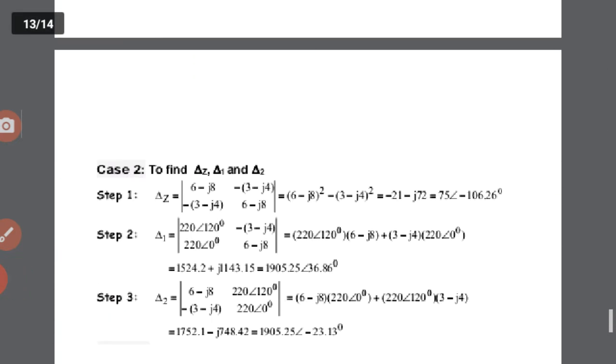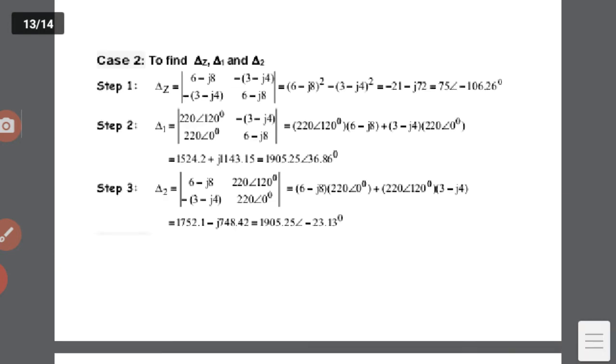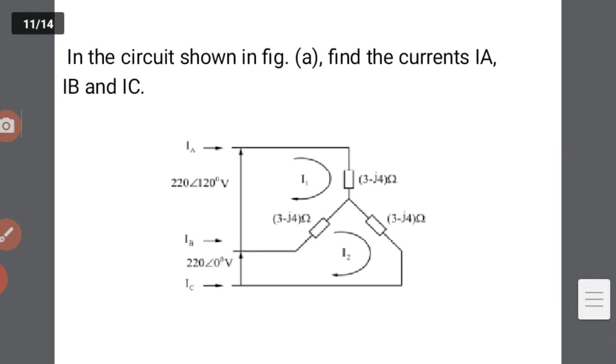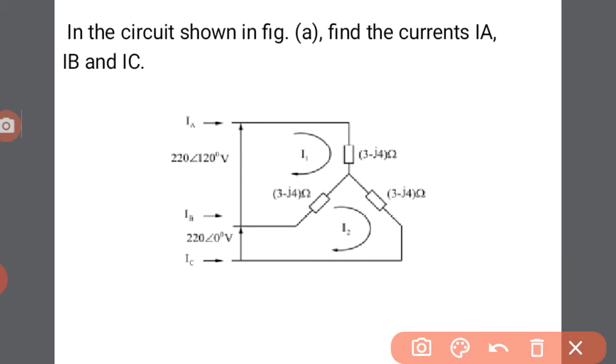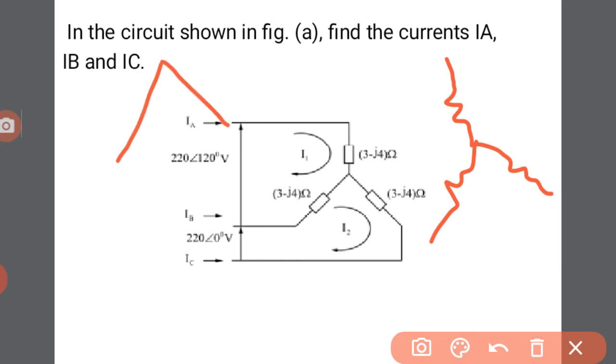Next we have to choose another network. In the circuit shown in figure A, find the currents IA, IB and IC. This way of connection is called a star connection of a network, because the circuit looks like a star. Another circuit is in terms of delta connection. In this case we are considering the circuit as a star connection.